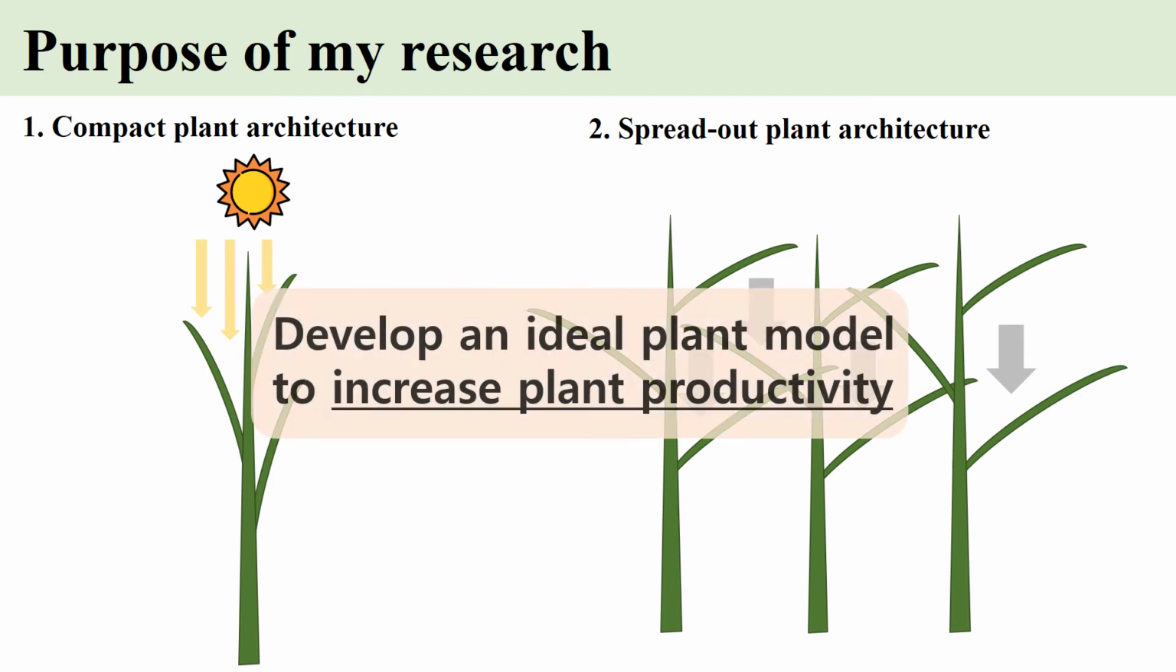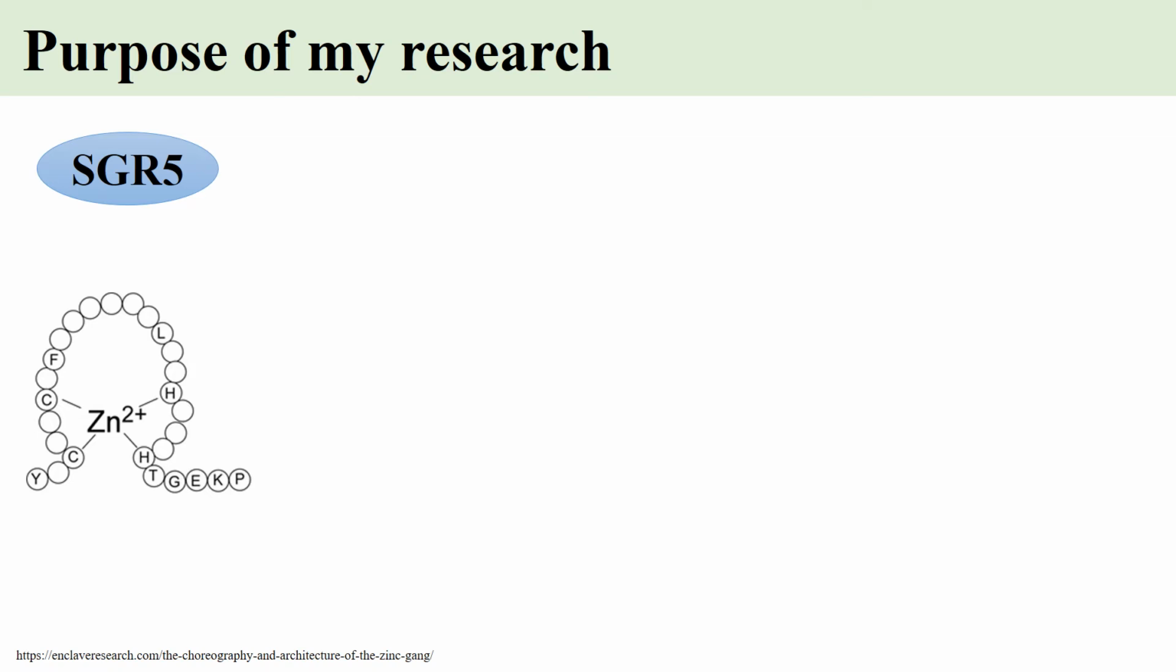So I'm doing this research to make ideal plants for increasing plant productivity in all situations. The transcription factor that I'm currently studying is SGR5. SGR5 is one of the zinc finger proteins, and this is a major factor involved in plant gravitropism.